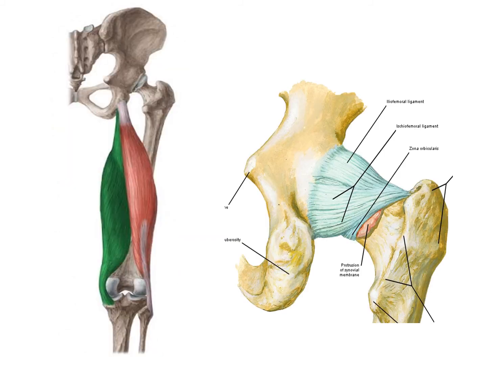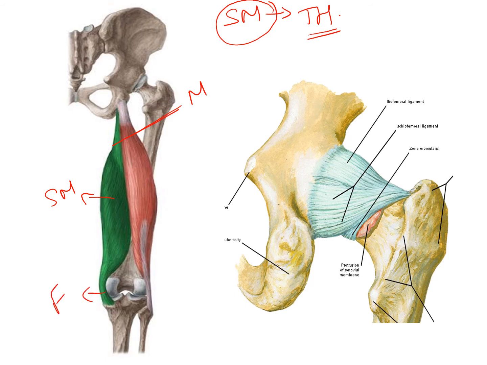Now let us see the origin and insertion of the hamstring muscles. First we will discuss the semimembranosus. We already know that semimembranosus is a true hamstring muscle because it follows all the rules of the hamstring muscles. Let us see its origin first, then we will go to the insertion. Why is it called semimembranosus? Because its origin is membranous and its insertion is fleshy. That is why it is called semimembranosus.